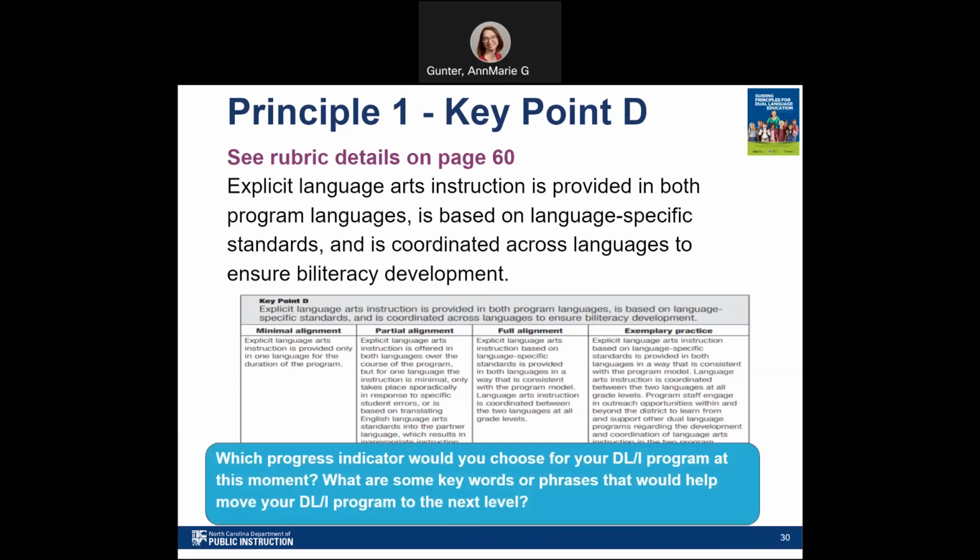Which progress indicator would you choose for your DLI program at this moment? And what are some keywords or phrases that would help move your DLI program to the next level?